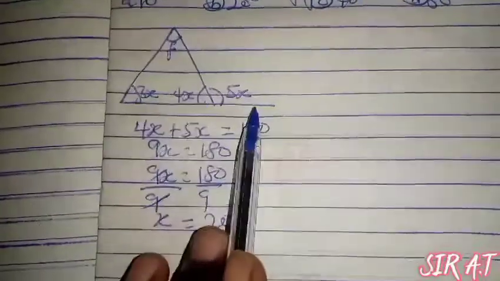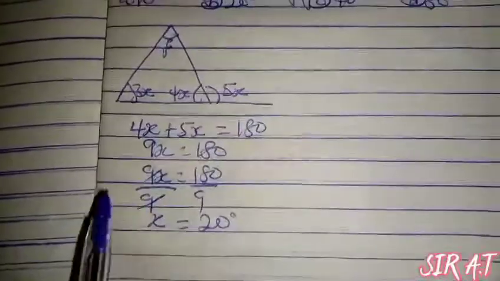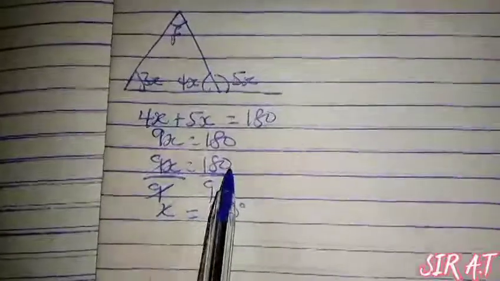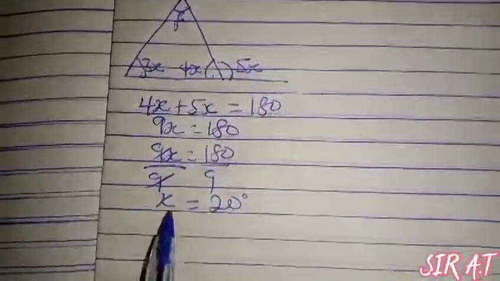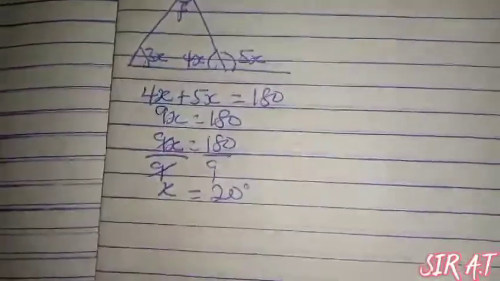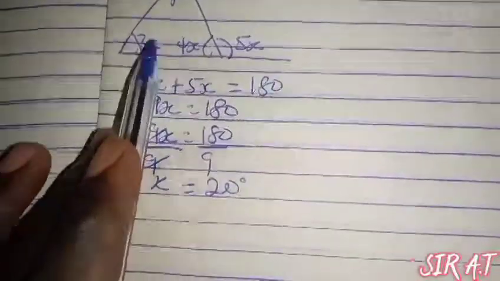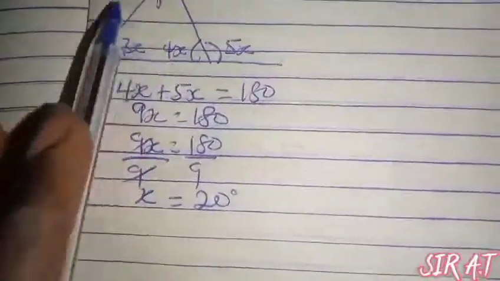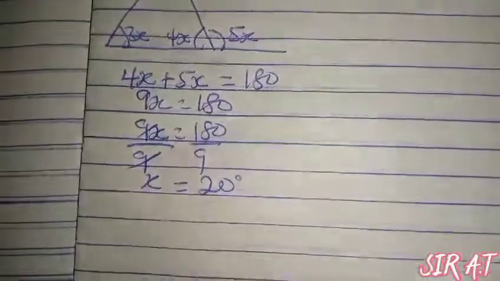So we put this together, equate to 180. So you get 9x is equal to 180. Divide both by 9, we are getting 20. So our x is 20. So we are going to put our 20 here, and then we put all these three together, equated to 180.